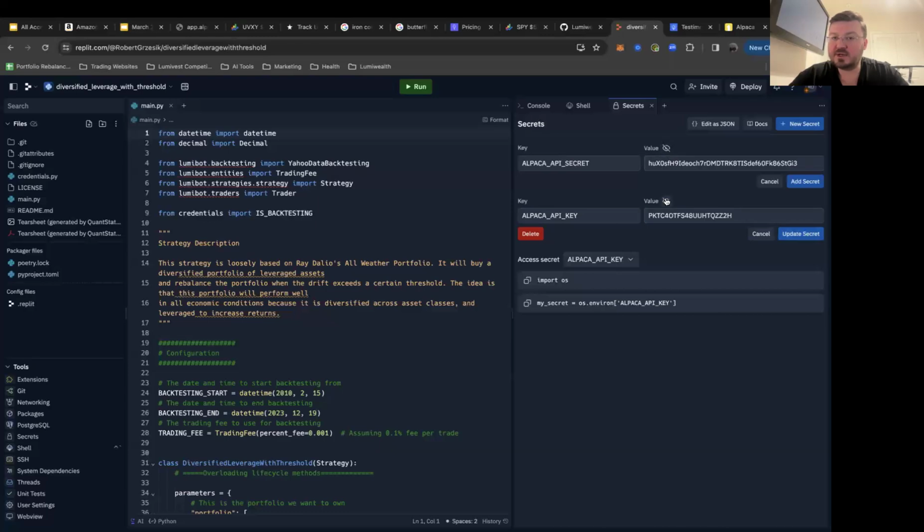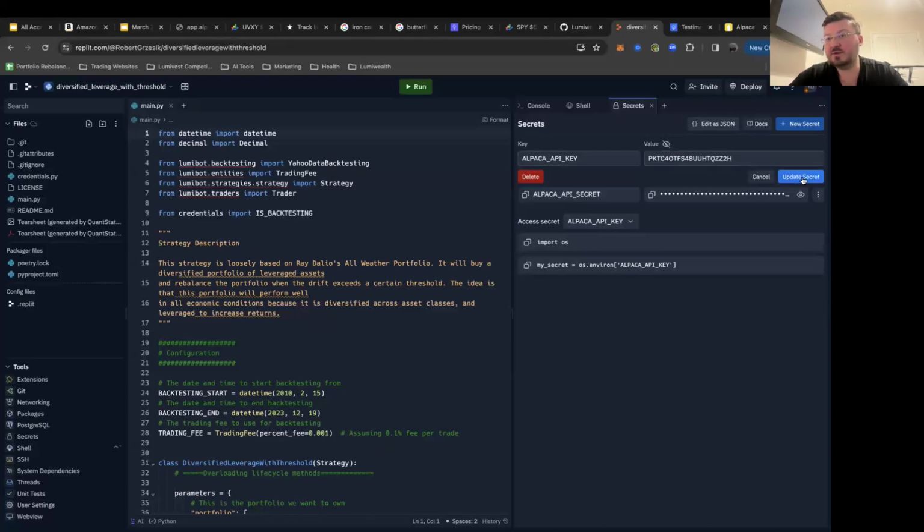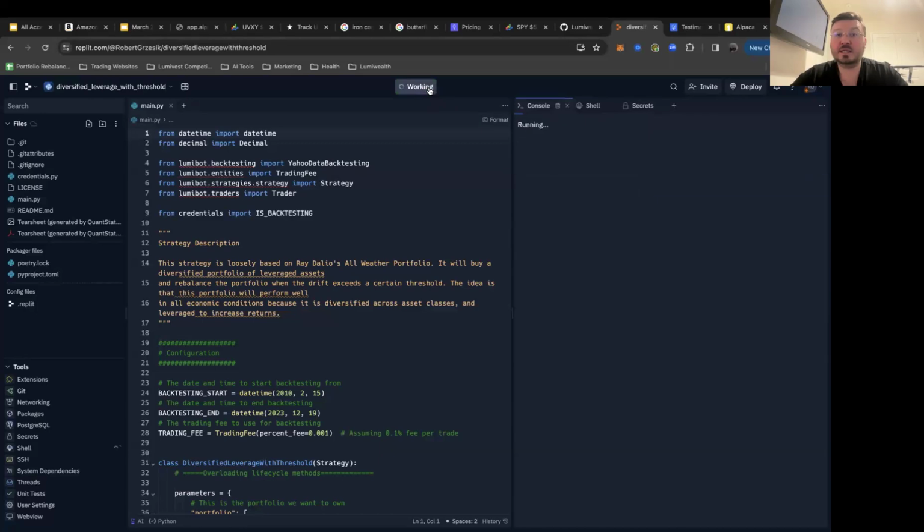There you go. So there's my secret. There's my key. That's it. Add those two and then hit run. And that's it. And I have an algorithm working. That's how easy it is to run these things. What would that take? Like 60 seconds? You know what I mean? You click a button, you fill in two text fields, and then you have a working algorithm. That's literally it. That's all you have to do.